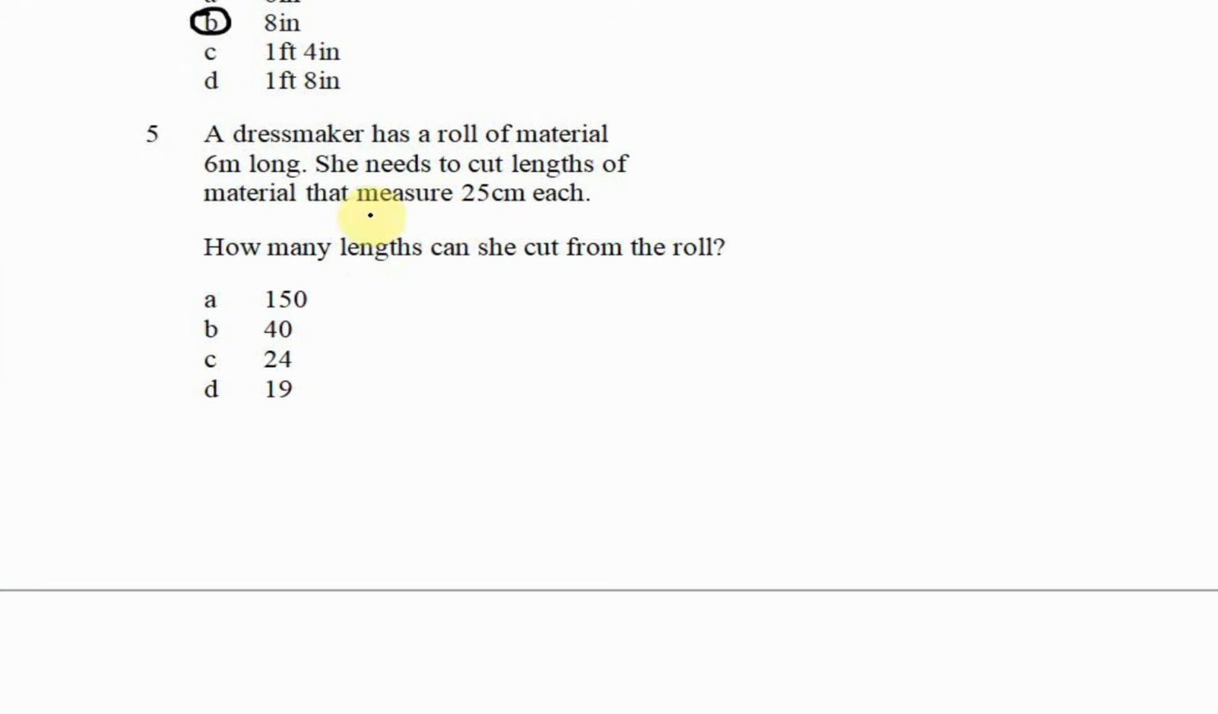Now let us look at question 5. A dressmaker has a roll of material 6 meters long. She needs to cut lengths of material that measures 25 centimeters each. How many lengths can she cut from the roll? Now recall that the roll is 6 meters long, and we want to know how many pieces that measure 25 centimeters she can get from the 6 meter roll.